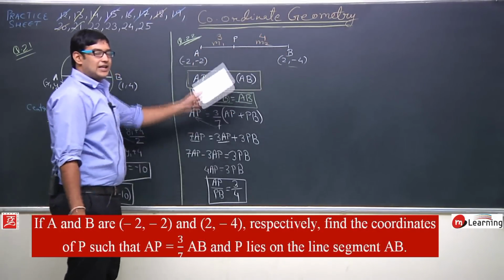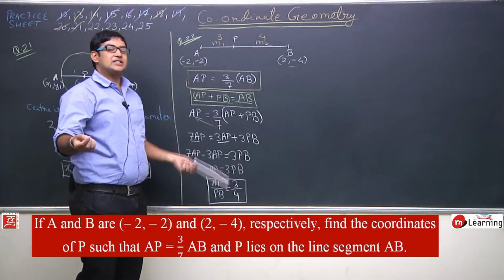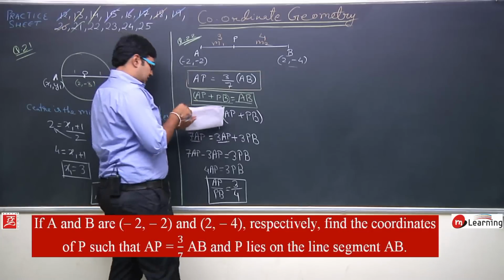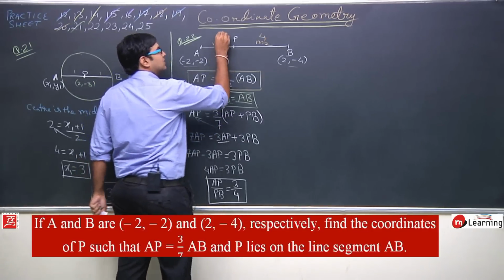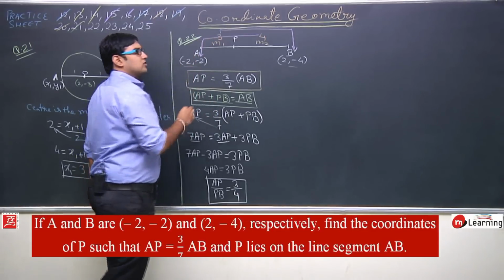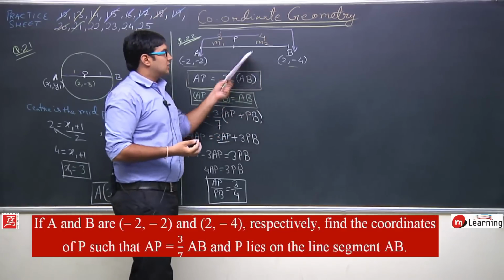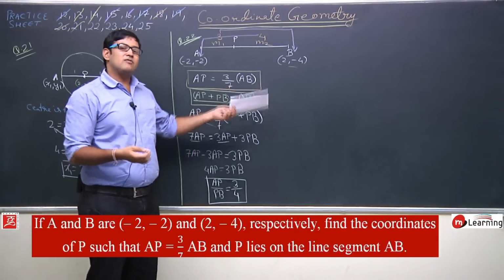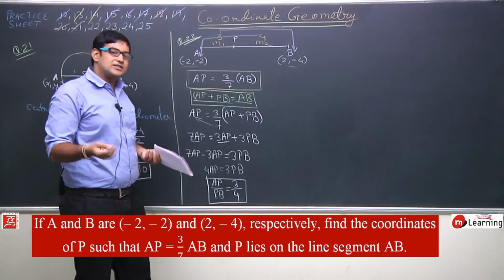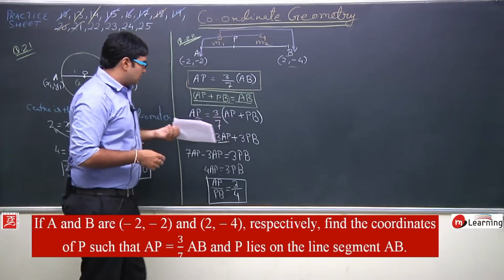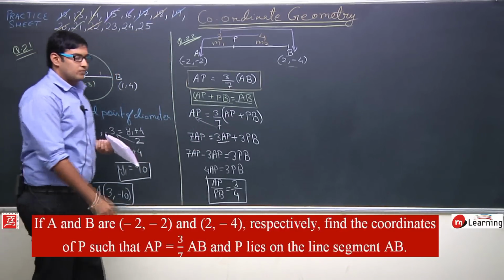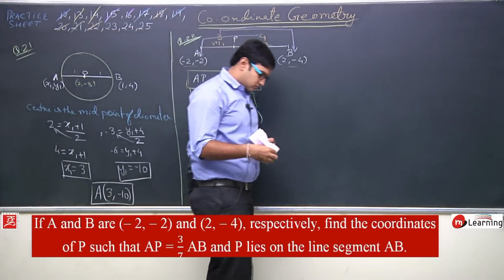So AP:PB is 3:4. Now can I calculate the coordinates of point P? Yes, it's very easy to calculate the coordinates of point P. What you can do is just apply the section formula. This 3 will be multiplied here and this 4 will be multiplied here. So just apply the formula and determine the coordinates of point P. Okay, I am not solving it further because इसके आगे क्वेश्चन में कुछ भी नहीं है. सिंपल सेक्शन फॉर्मूला अप्लाई करके आंसर डिटरमाइन करना है. Okay, so this is the solution for question number 22. Further you can solve this question.